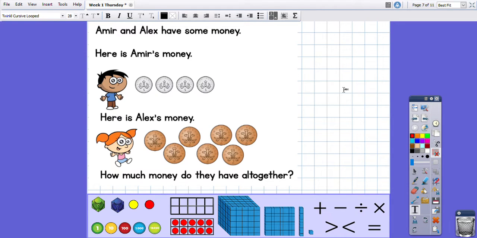Here is a challenge for you. Okay, this is quite tricky, so see if you can have a go. Amir and Alex have some money. Here is Amir's money, here is Alex's money. How much money do they have altogether?